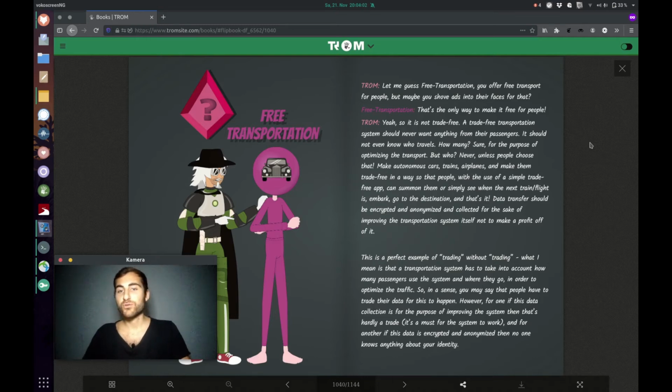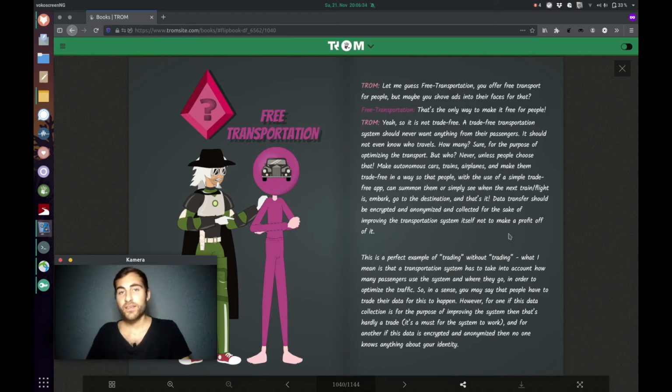It should not even know who travels. How many? Sure, for the purpose of optimizing the transport. But who? Never, unless people choose that. Make autonomous cars, trains, airplanes and make them trade-free in a way so that people, with the use of a simple trade-free app, can summon them or simply see when the next train or flight is, embark, go to their destination, and that's it. Data transfer should be encrypted and anonymized and collected for the sake of improving the transportation system itself and not to make a profit out of it.